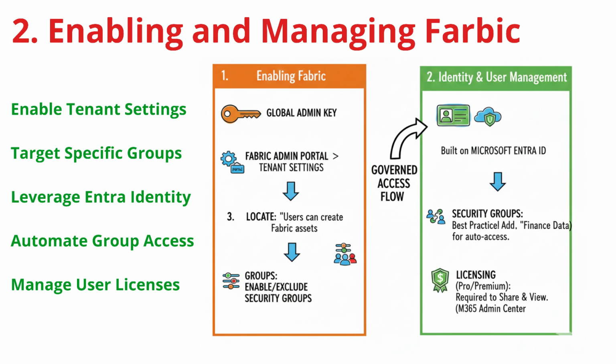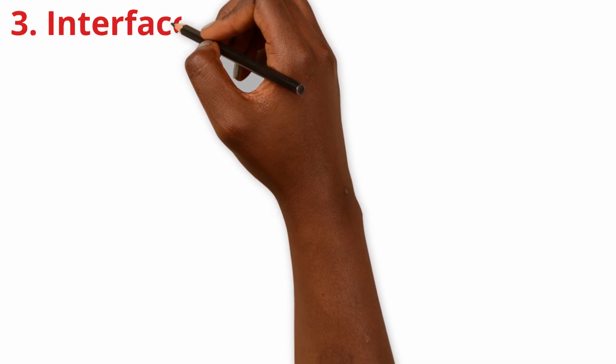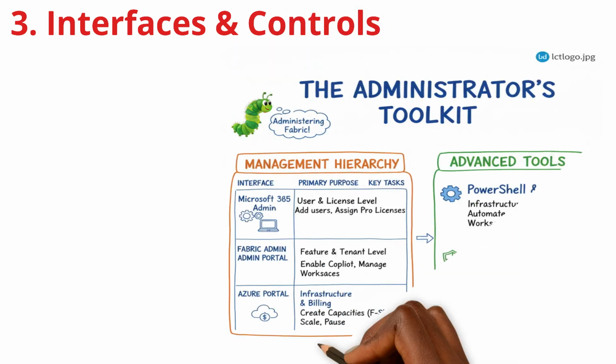Once the lights are on, we move into identity and user management. Fabric is built directly on Microsoft Entra ID. This means you aren't creating new users from scratch. You are managing the company identities that already exist. By using security groups, you can automate access: add a new hire to the finance data group, and they instantly have what they need. Finally, remember the licenses. While the platform provides the power, users need their Pro or Premium badges to share and view the insights that drive the business forward.